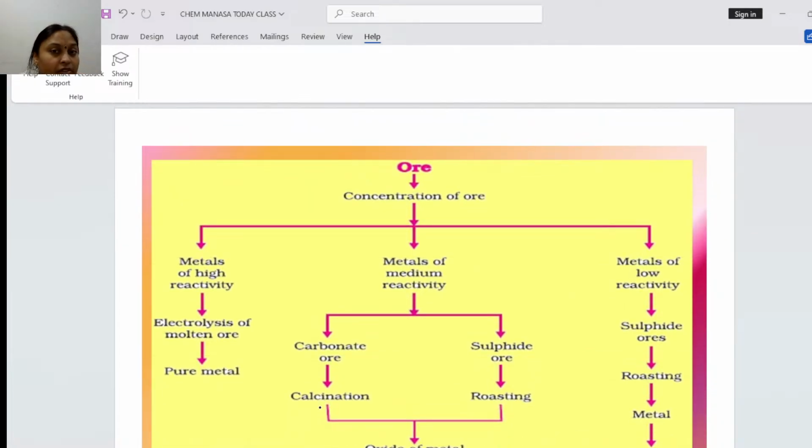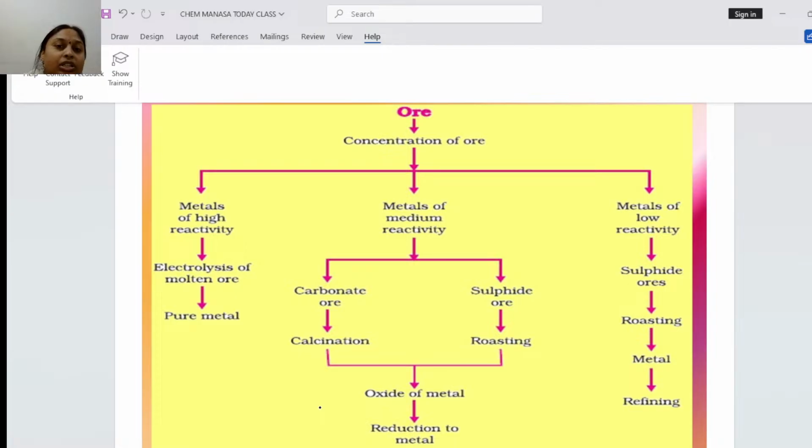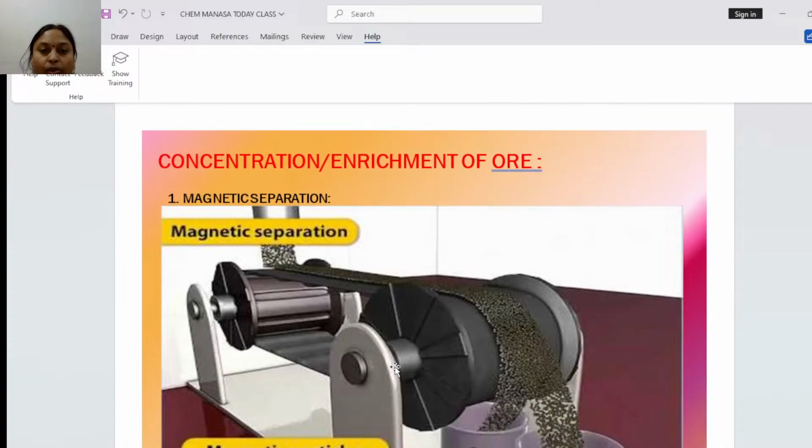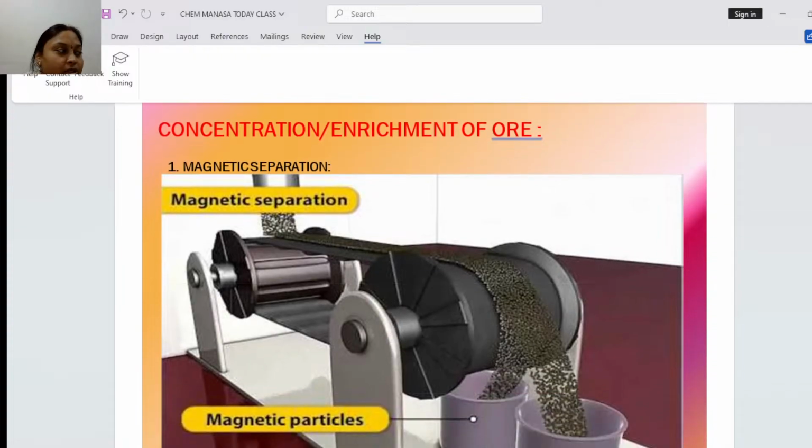So now, when it comes to the ores, first step is concentrating of ores. This is the first step. When it comes to the extraction of metals, first step is concentrating of ores. So here surface impurities will be removed. So here magnetic separation, one of the major things.